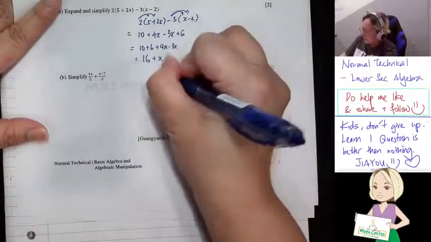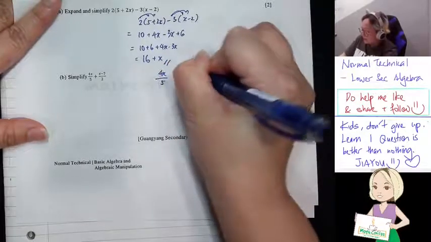Okay, next. 4x over 5 plus x minus 7 over 2.